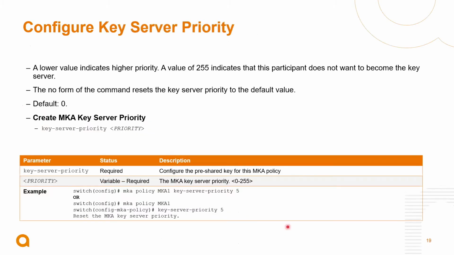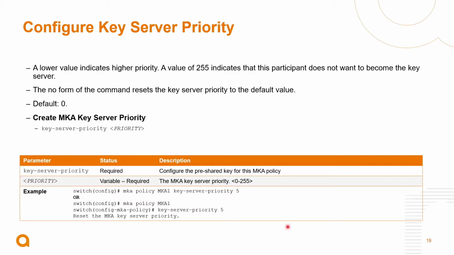So once you have the CKN and CAK configured, you would want to tune your key server priority. By default on CX switches, as Steve mentioned, the key server priority is set to 0. A lower key server priority means higher likelihood of the switch being the key server. So since the key server priority on the CX switches is 0, it's highly unlikely that the CX switches are going to be chosen as the key server.